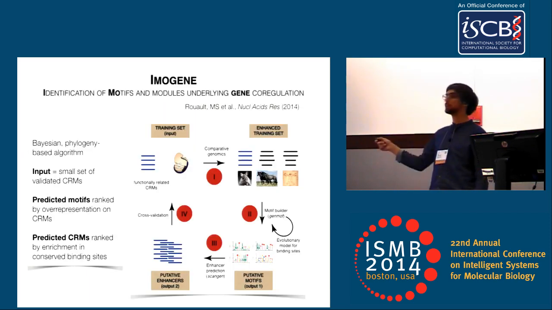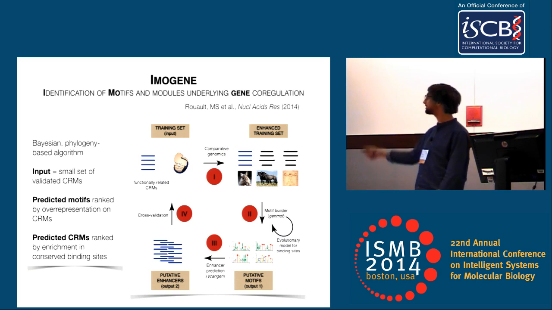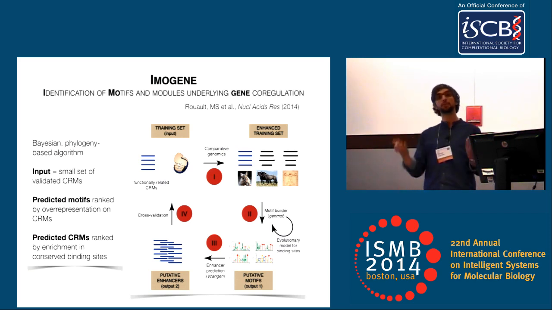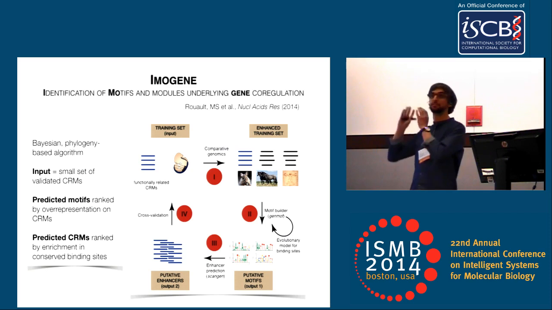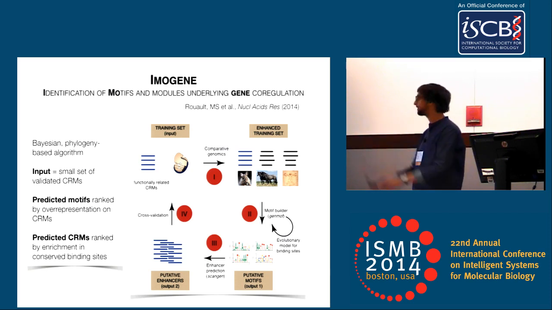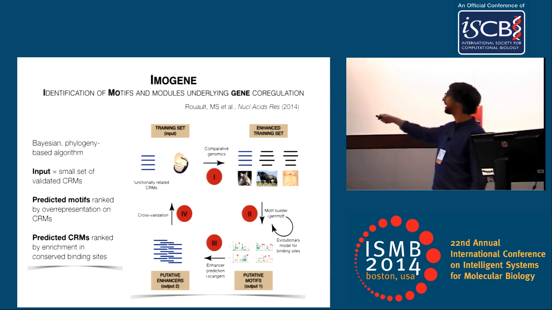And so we have developed IMOGene to do that, which is an algorithm that is motif-based. Basically, it takes as input a bunch of CRMs, usually around 15 or 20, because it's data that is hard to get, and you know that they have a similar pattern of activity. We increase the size of the training set by adding orthologs in other species.